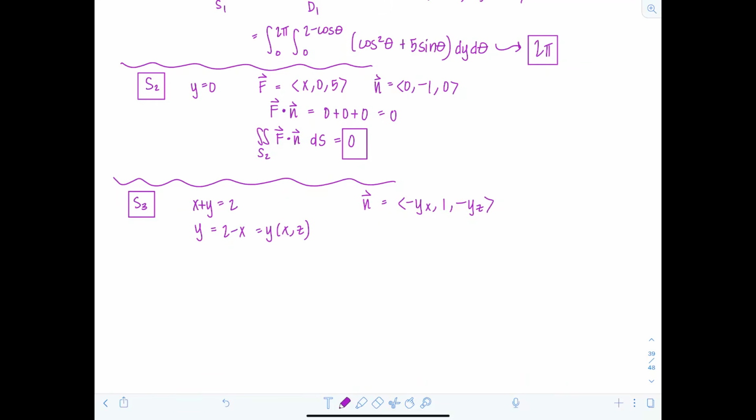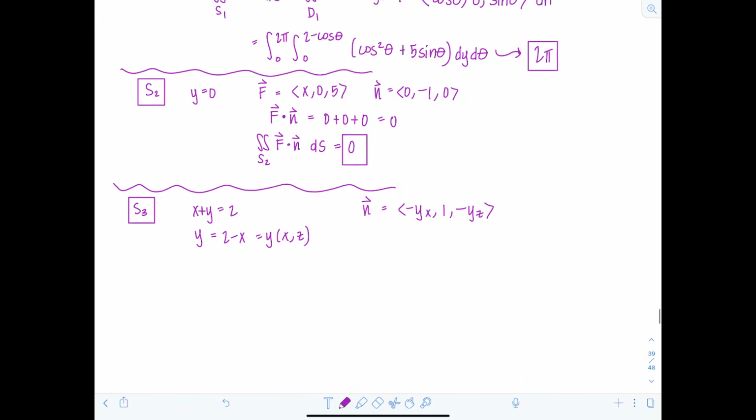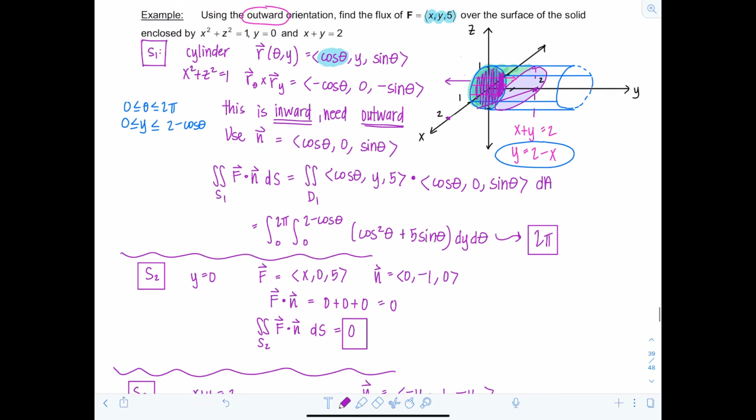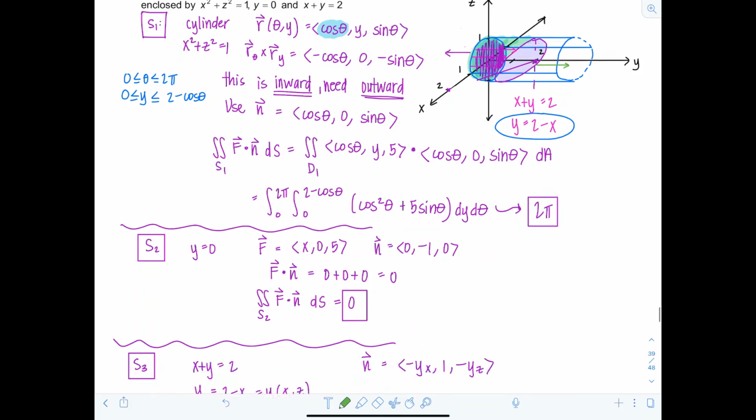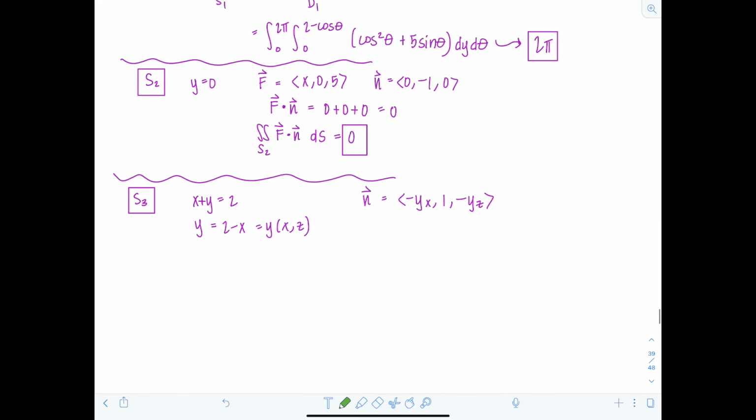How do I know that the y component needs to be positive 1? Well, remember, your standard orientation that you're asked for here is outward. So think, what's outward from here? Outward from here would have to be in the positive y direction. If y was negative, that would be inward. Okay, good. So let's go ahead and take our partial derivatives now of 2 minus x. We're going to have partial with respect to x, but then the opposite of that, so positive 1, and there's no z, so that's 0.